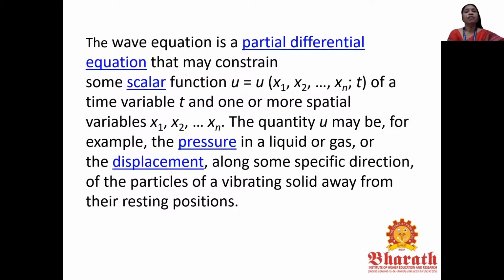Next is the wave equation, a partial differential equation that may constrain some scalar function u. u is a function of x1, x2, etc. to xn, and t, a time variable t and one or more spatial variables x1, x2, etc. xn. The quantity u may be, for example, the pressure in a liquid or gas, or the displacement along some specific direction of the particles of a vibrating solid away from their resting positions.